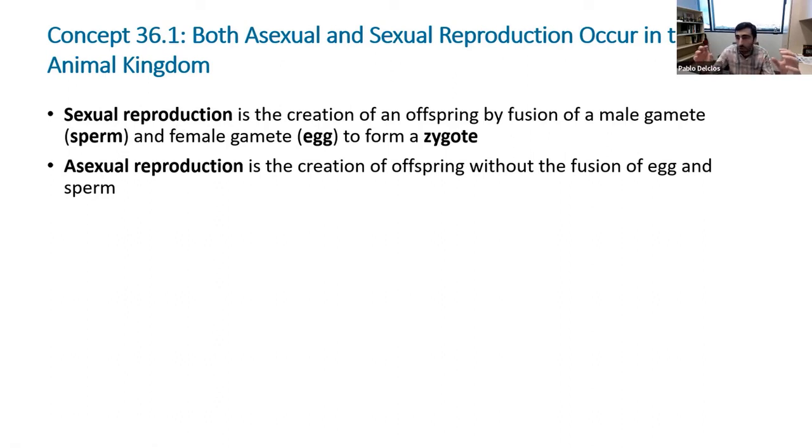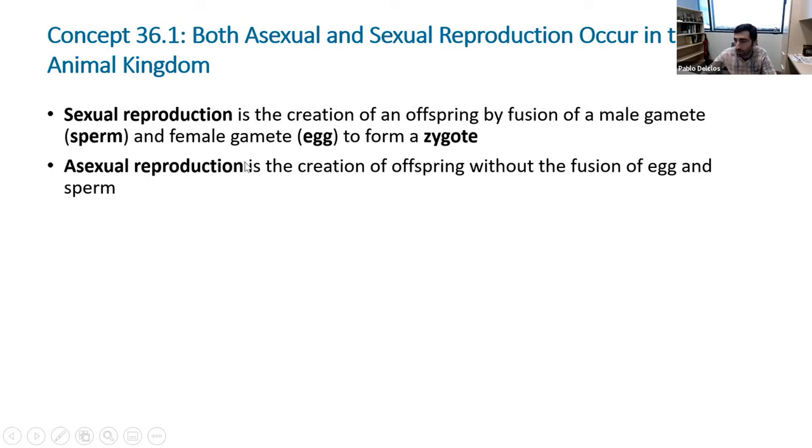the fusion of a male gamete, the sperm, and the female gamete, the egg. So keep in mind, these gametes, the sperm and the egg, are both haploid, and they fuse together to ultimately form a diploid zygote. So the zygote is going to be that first stage that becomes diploid. When you're just dealing with the sperm and egg separately, those are haploid.